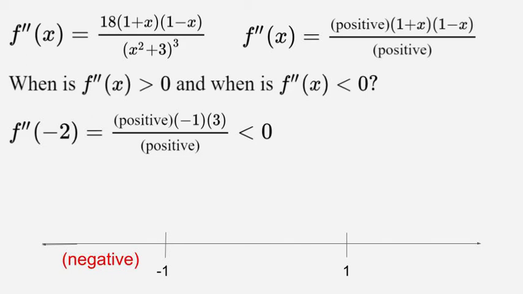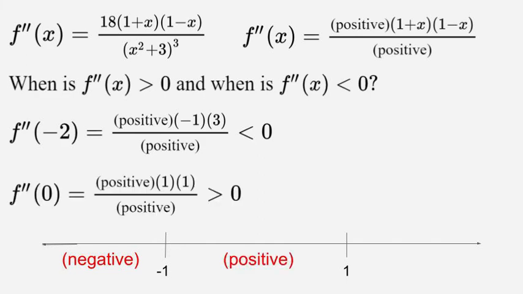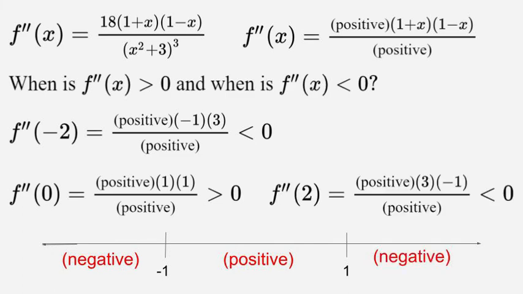Let's do the same thing between -1 and +1. Let's plug in, say, 0. It seems like an easy number. And the second derivative is going to be a positive number multiplied by 1 multiplied by 1 divided by some other positive number. And that's 4 positive numbers, and so the answer there is going to be a positive number. And so the second derivative between -1 and +1 is positive. And you do the same thing to the right of 1. If you plug in something like 2, you'll get 3 positive numbers and 1 negative number. And so the fraction there is going to be a negative number. And so the second derivative above 1 is negative.